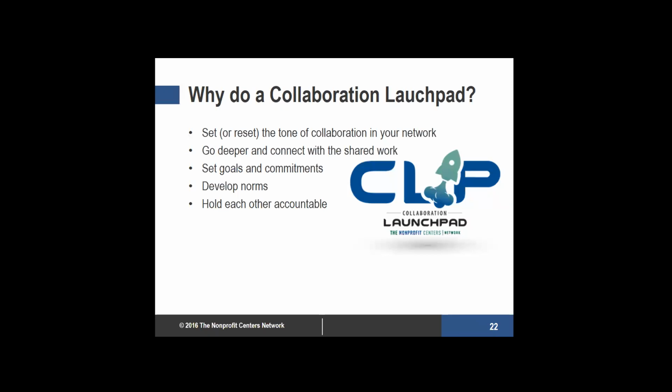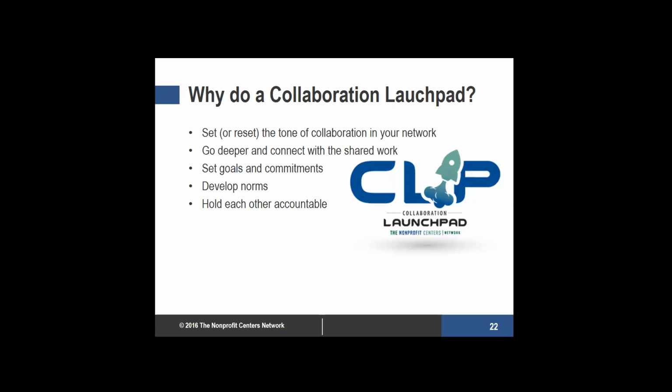Collaboration launchpads and these kinds of activities help set goals and commitments, and they allow us to really dig deep and connect with why we do the shared work that we do, and not just the day-to-day grind, not just the day-to-day deliverables that you're trying to get done. It carves out the space to think about that bigger mission and why we're working in the way that we are.